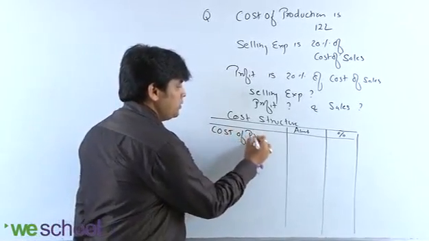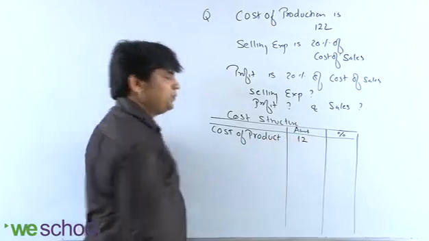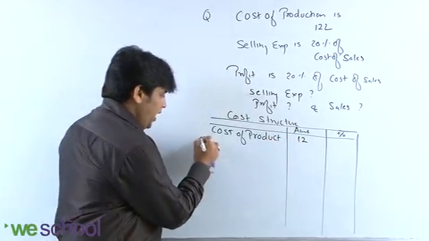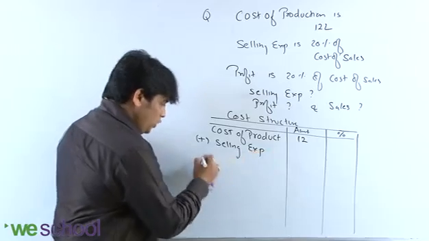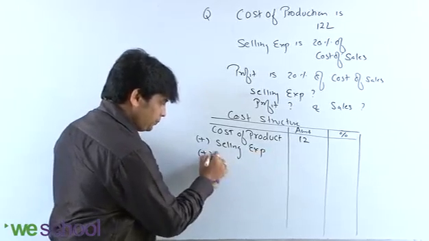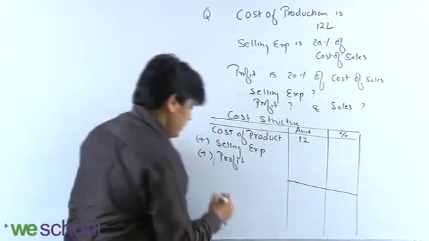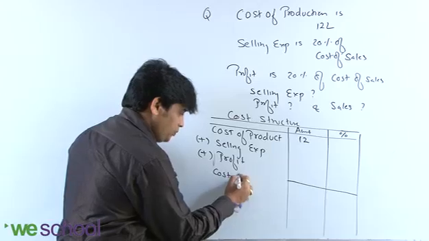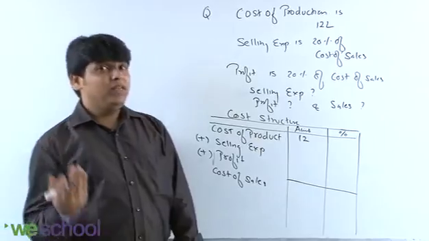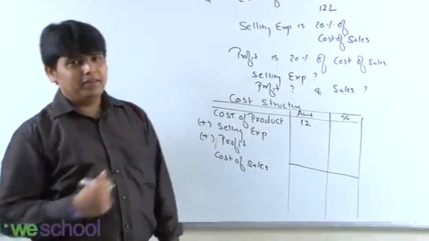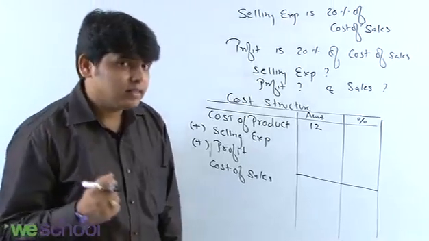Now here, cost of production is 12 lakhs. In this, if you add selling expense and profit, whatever you get is your cost of sales. Now, what is the difference between the first method and the second method? The previous sum and this sum. Can you tell me?